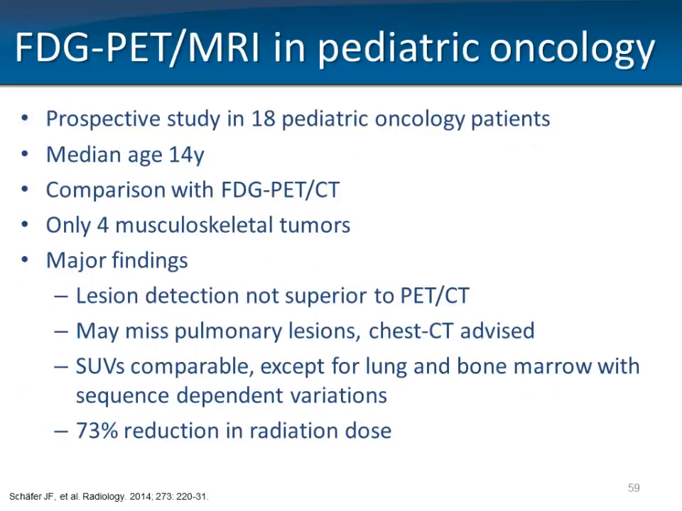So what I found from data, I will show you. A very small prospective study in 18 pediatric oncology patients, median age was 14. Results were compared to FDG-PET CT. Unfortunately for my talk today, there were only 4 musculoskeletal tumors in this series, but nevertheless, I show you the data as they are. Their major conclusion was that lesion detection was not superior to PET CT. PET-MR may miss pulmonary lesions, so a chest CT is still advised. SUVs were found to be comparable, except for lung and bone marrow, and this depended on whether they did the PET CT first or the PET-MR first. However, as we expect, there was a 73% reduction in radiation dose.